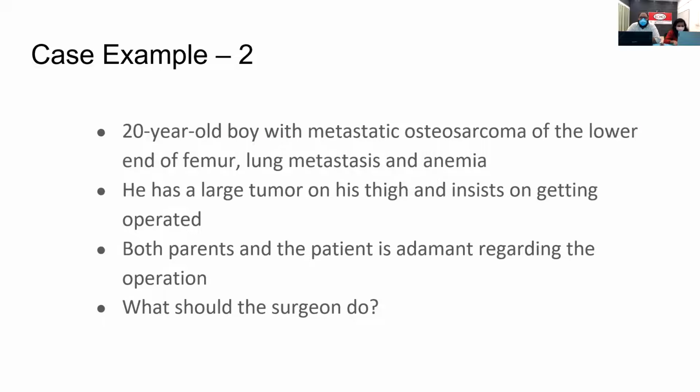So here, we have a 20-year-old boy with metastatic osteosarcoma of the lower end of the femur with lung mets and anemia. He has a large tumor on his thigh and insists on getting operated. Both the parents and the patient are adamant regarding the operation. What should the surgeon do?